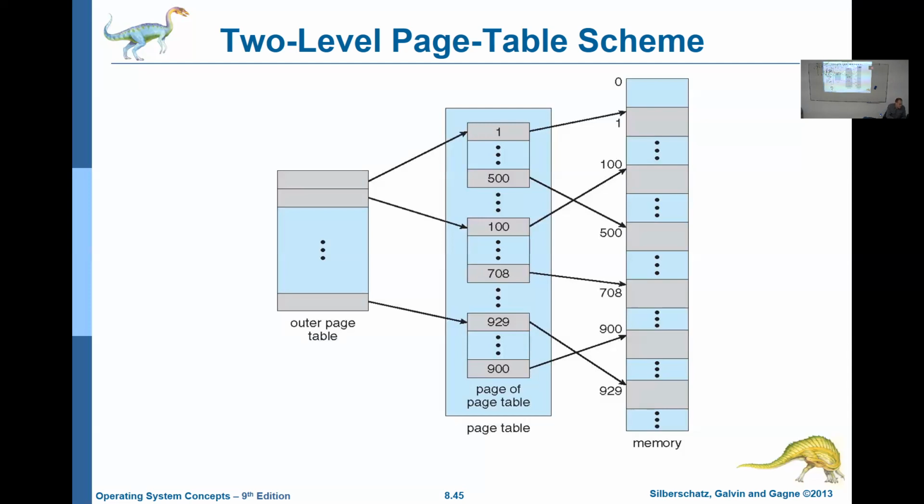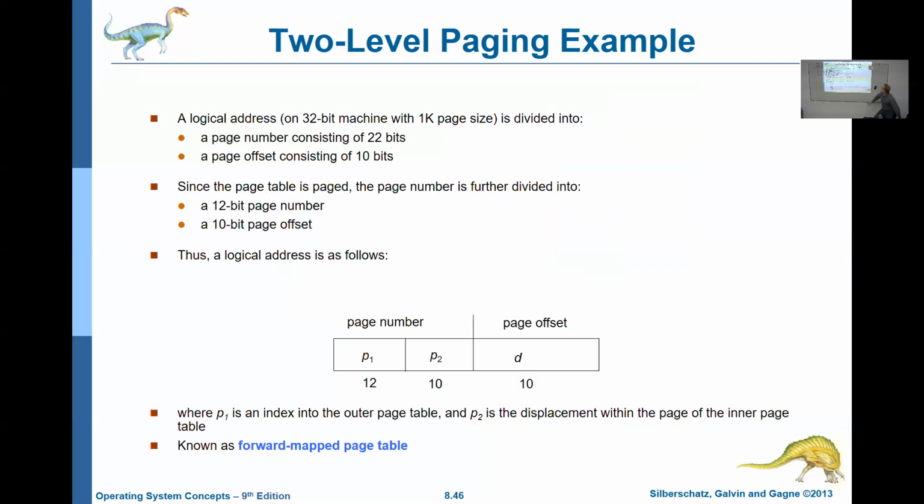But let's see some examples. I think we have some more examples. Look, this is exactly what I just drew here. You see how the page number is itself divided into 2 sections? So let's read this slowly. A logical address on a 32-bit machine with 1K page size. So we're saying very small pages, 1 kilobyte pages. We talked about before 4 kilobyte pages. So a 1 kilobyte page is divided into a page number consisting of 22 bits and an offset of 10 bits.